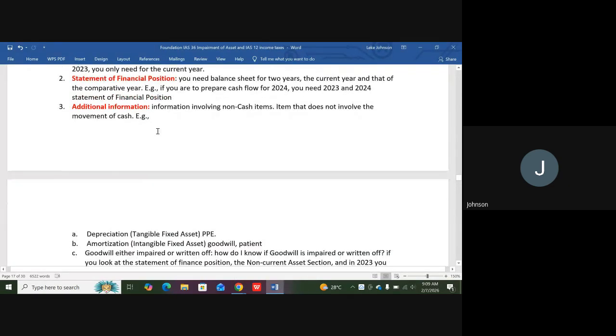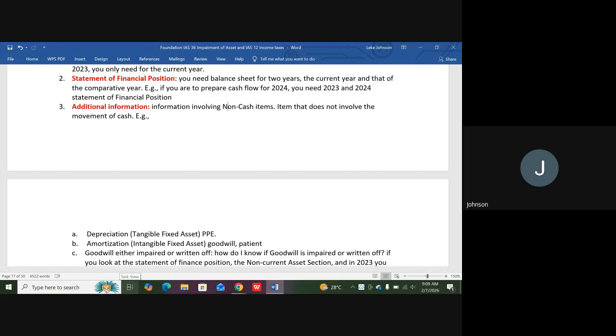So also, you now go to additional information. There is additional information in the question. When you go to the additional information, these are what you are looking for. You are looking for information that involves non-cash items. So you are looking out for information that involves what? Non-cash items. And I've been singing this thing over and over again.